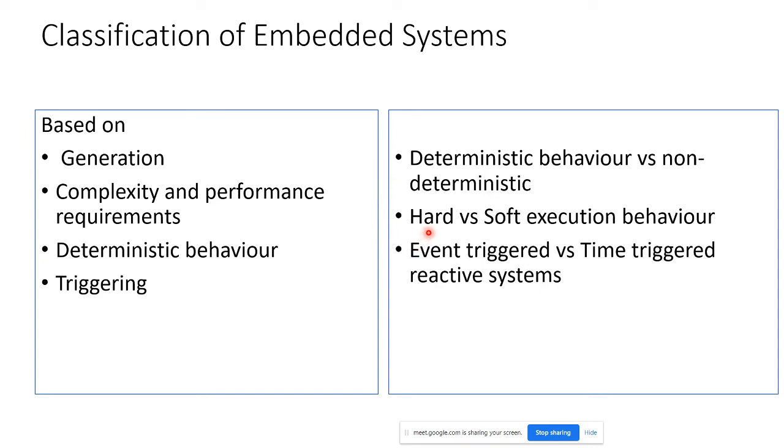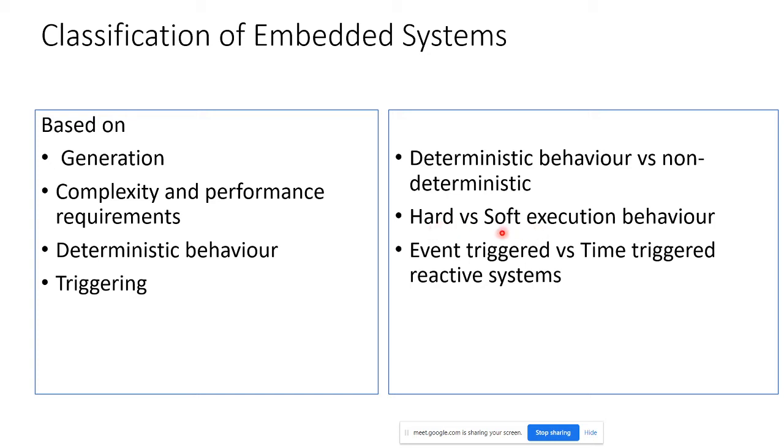we have something called hard versus soft execution behavior. So this is your deadlines. Your hard versus soft deadlines. Hard deadlines are those associated with critical applications, like we saw: aircraft control systems, or automotive systems, or industrial automation. These have hard deadlines, which means within a certain span of time you have to take an action, otherwise it may lead to a catastrophe.